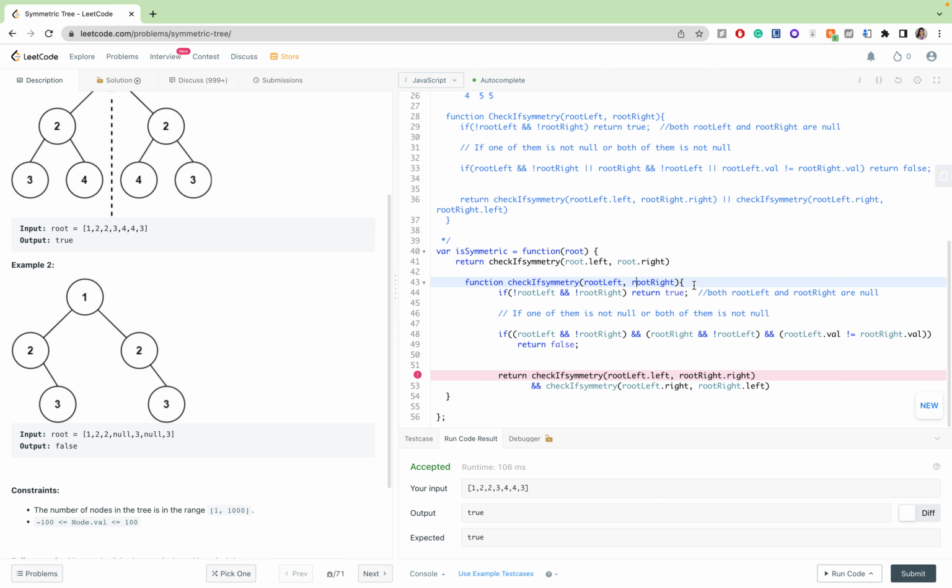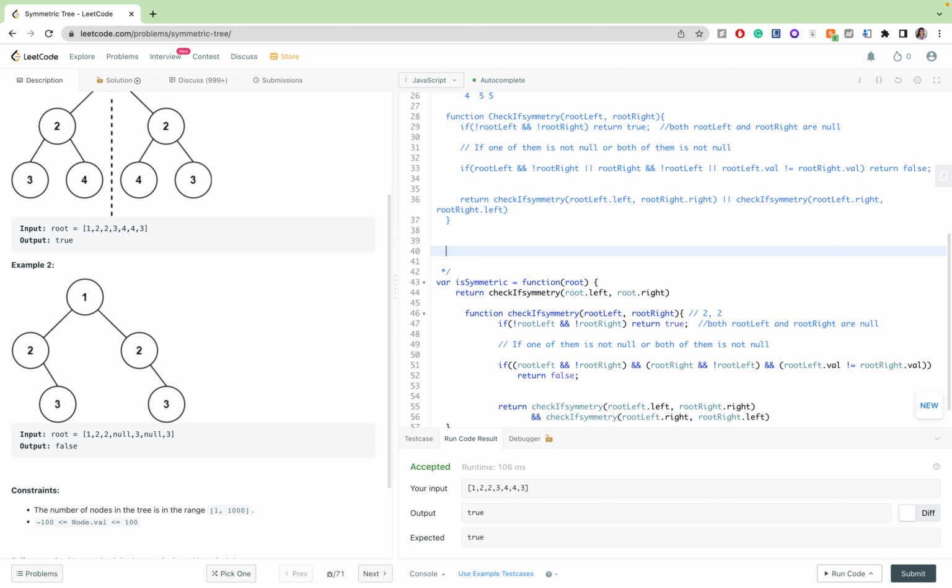So first of all, the value root left will be 2 and 2. And since both of them are not null, this is also false. This will also be false. And I think that I'm making some mistake in and or. So if there is an and value, then true and false.